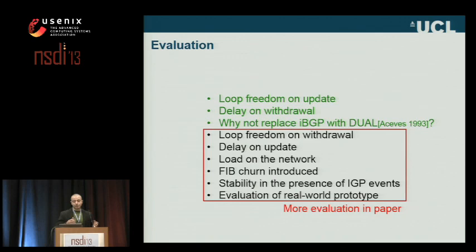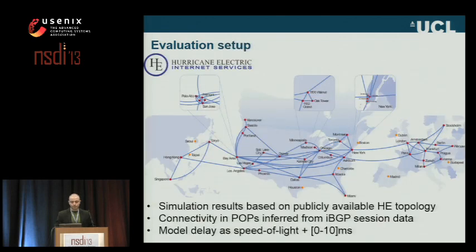There is another valid question, which is why do we need a new protocol to begin with? We already have a provably loop-free IGP, which is called DUAL, which is the basis of Cisco's EIGRP. Why not just use this and inject the external routes we have into this IGP?